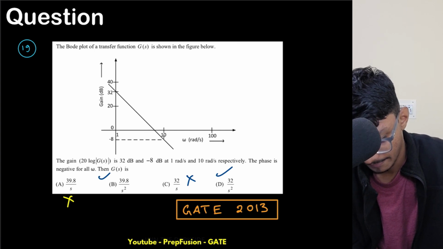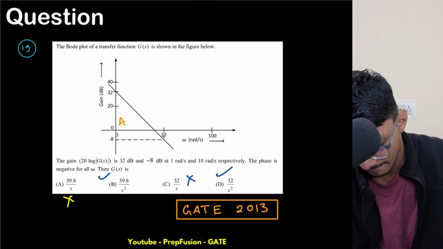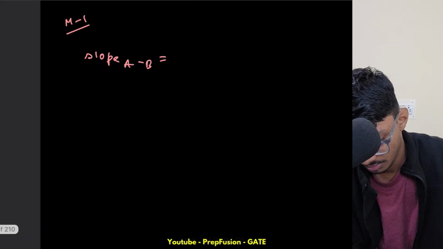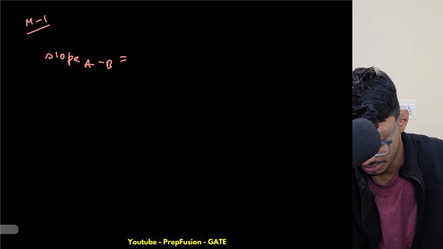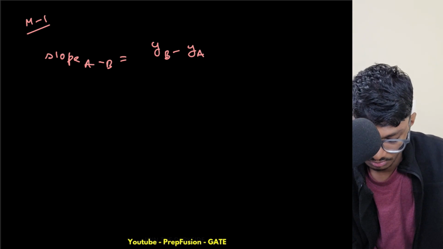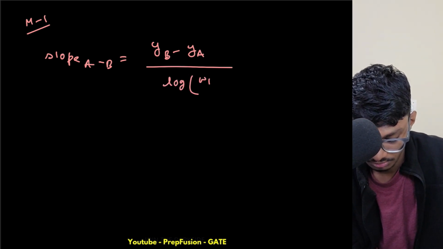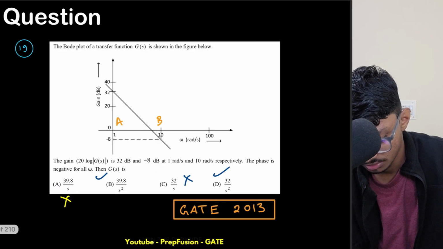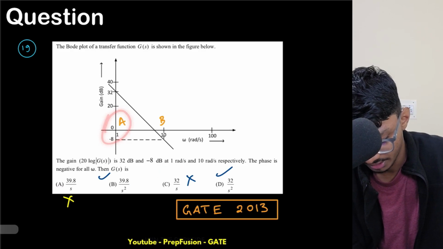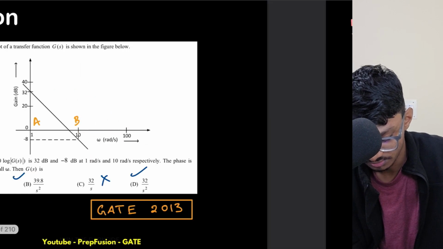My slope is between A and B. Slope AB equals YB minus YA divided by log of omega B by omega A. So what is my A? A is 1 radian, B is 10 radian, and here what is my magnitude? 32, and here the magnitude is minus 8.